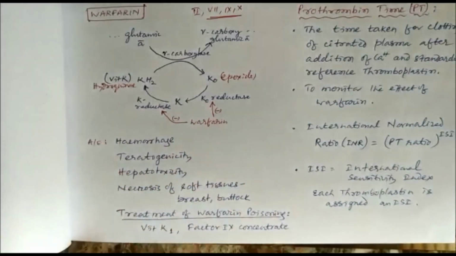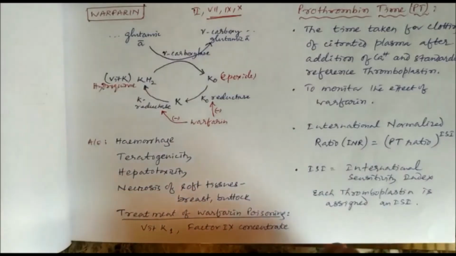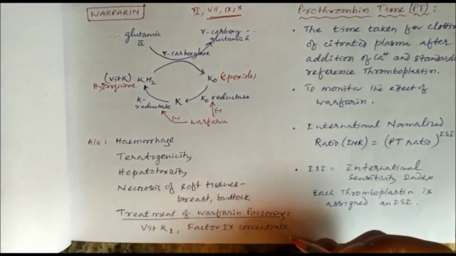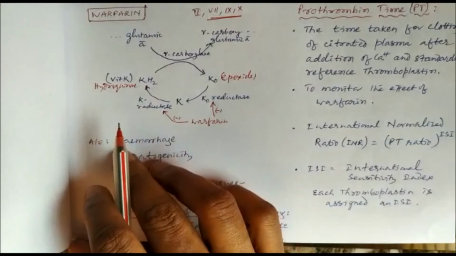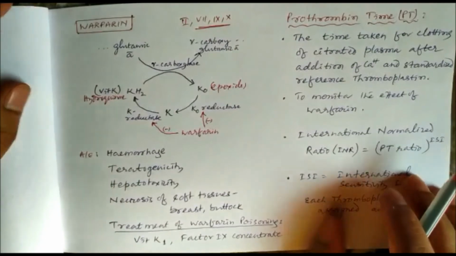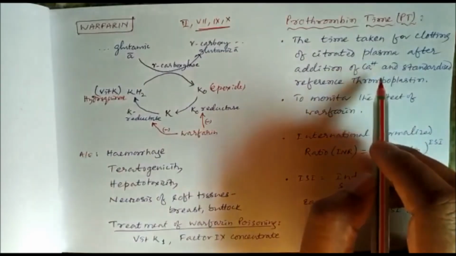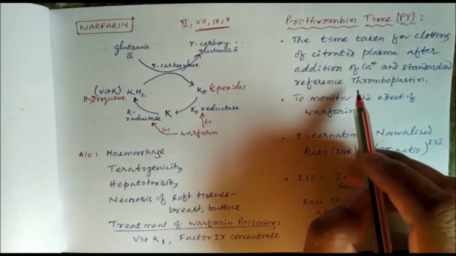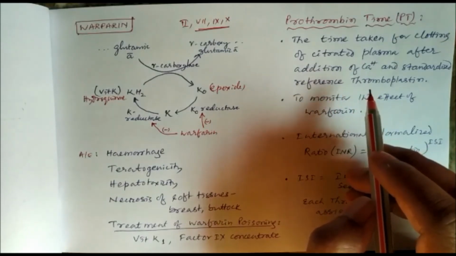And if there is warfarin poisoning, then we can treat it with a warfarin antagonist, that is vitamin K. So we can use vitamin K and factor 9 concentrate as warfarin antagonists in the treatment of warfarin poisoning. Then another concept is prothrombin time, and this prothrombin time is the time taken for clotting of citrated plasma after addition of calcium and standardized reference thromboplastin. And what is this prothrombin time?